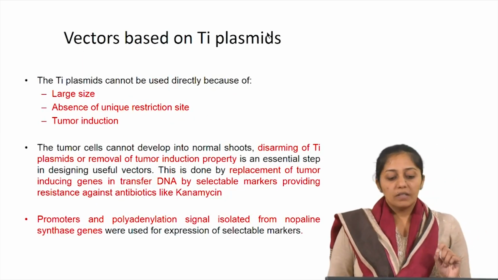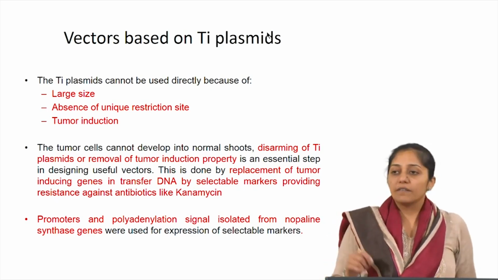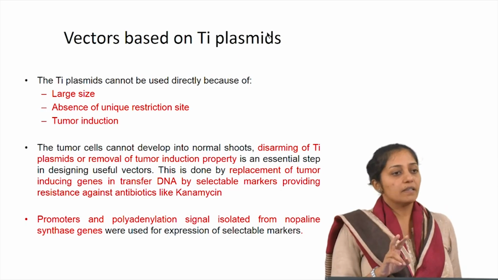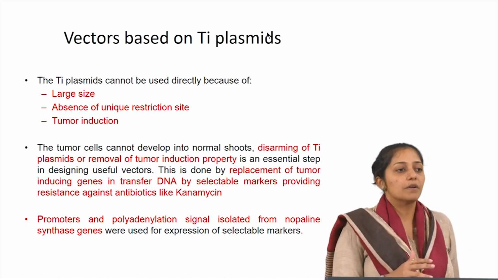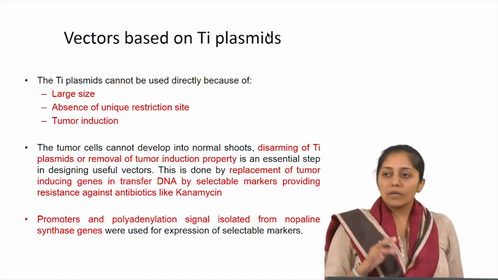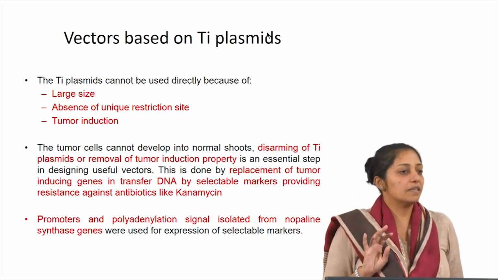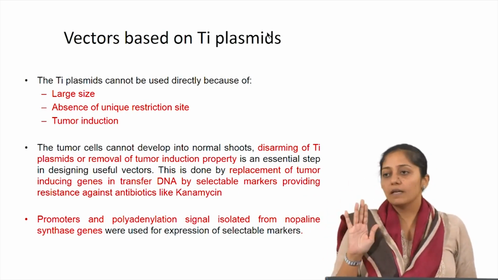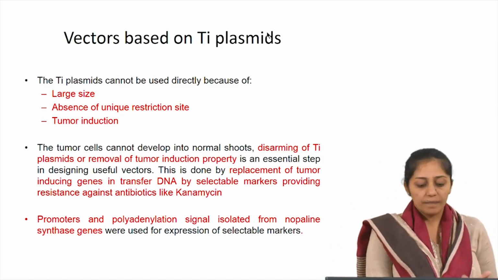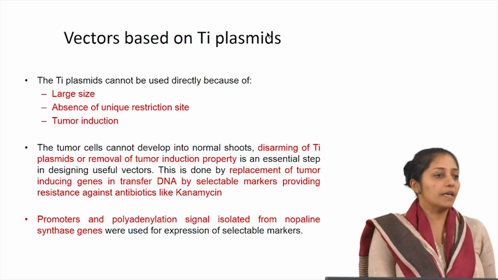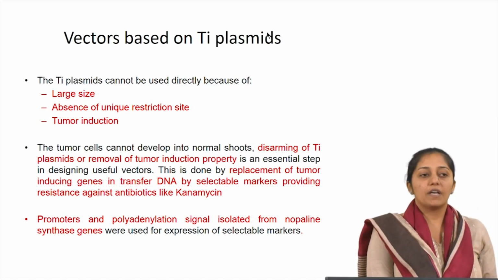Now the Ti plasmids cannot be used directly. As I was saying, generally we have binary vectors, and these vectors are inserted into Agrobacteria which are disarmed. Disarmed, I told you, means the inherent plasmid T-DNA has been replaced and only the virulence gene is kept. The reason is that they are large in size and lack unique restriction sites, so it is difficult to insert your gene of interest. Then there is tumor induction.